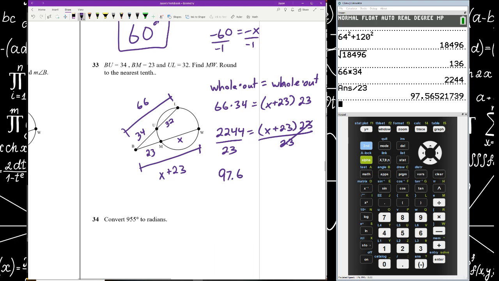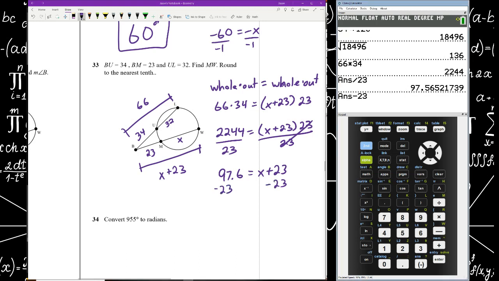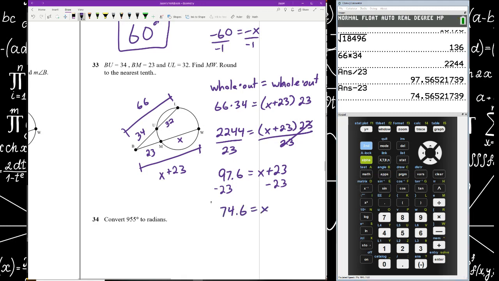If I just stop there, I wouldn't be right. So I need to subtract 23. So subtract 23, and I end up getting 74.6 equals X. So there's your answer.